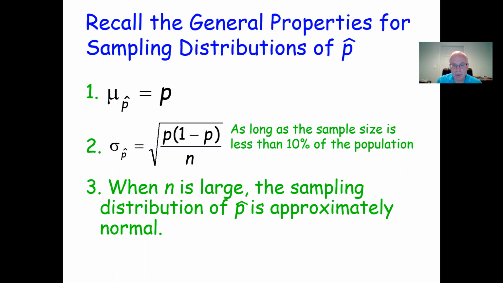That's something we discussed last time. If we have determined that n is large, that's what they mean by n is large: n times p and n times 1 minus p must be greater than 10. Then we can say the sampling distribution of p hat is approximately normal, and to answer questions we can use the normal CDF to come up with probabilities. That's what we're going to be doing.